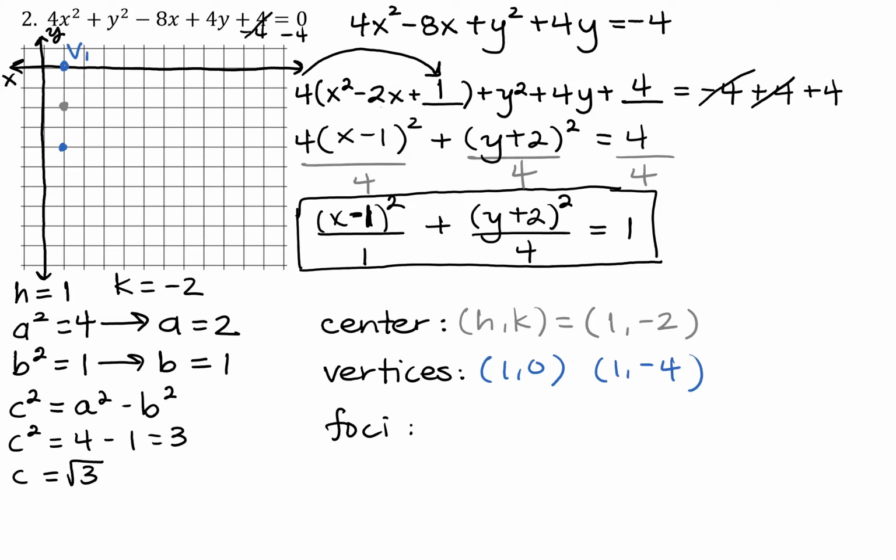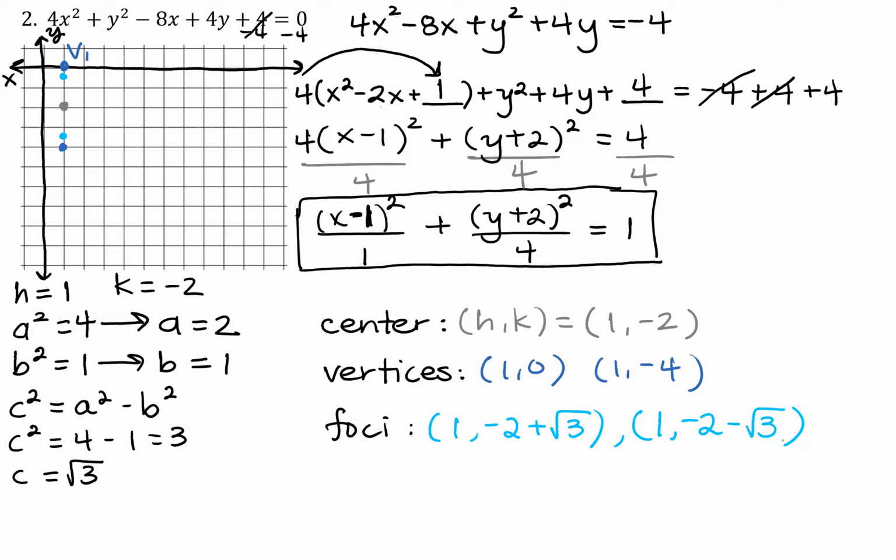The foci are going to be c units above and below the center. So moving up the square root of 3 units puts us about right here at the point 1, -2 plus the square root of 3. And then moving the square root of 3 units below the center puts us about right there at the point 1, -2 minus the square root of 3. You can put those y coordinates in your calculator to get a decimal approximation to see that they are rather close to the 2 vertices.